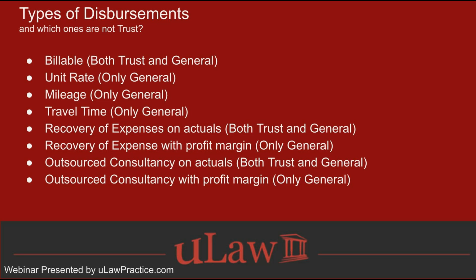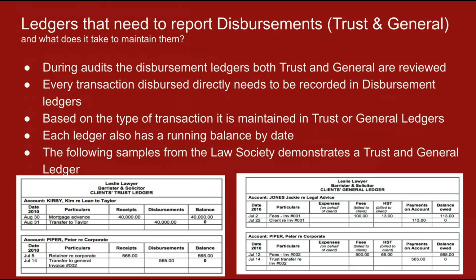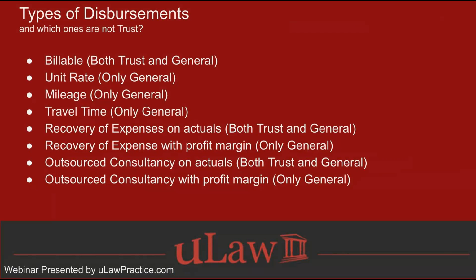Remember that. And for some conveyance, maybe travel time, mileage, gas, etc., these are more general, and there could be a profit motive here. So these go out of the general account. Any recovery of expense on actuals, you could choose to do from either trust or general. There's nothing that says it should not be out of trust or general. Whichever works best and is convenient for you, which we have already discussed earlier.